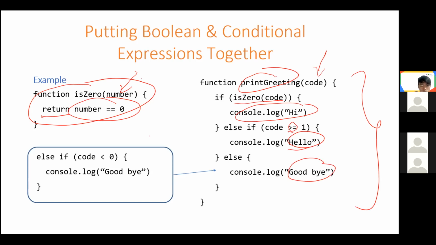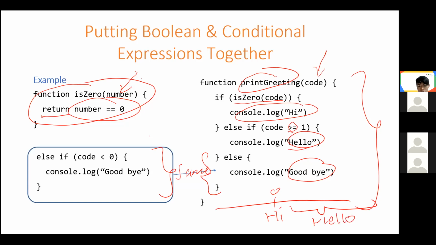Here and here, they are the same, because if you look at the number line, for 0, I'm printing out hi. For more than or equal to 1, I'm printing out hello.